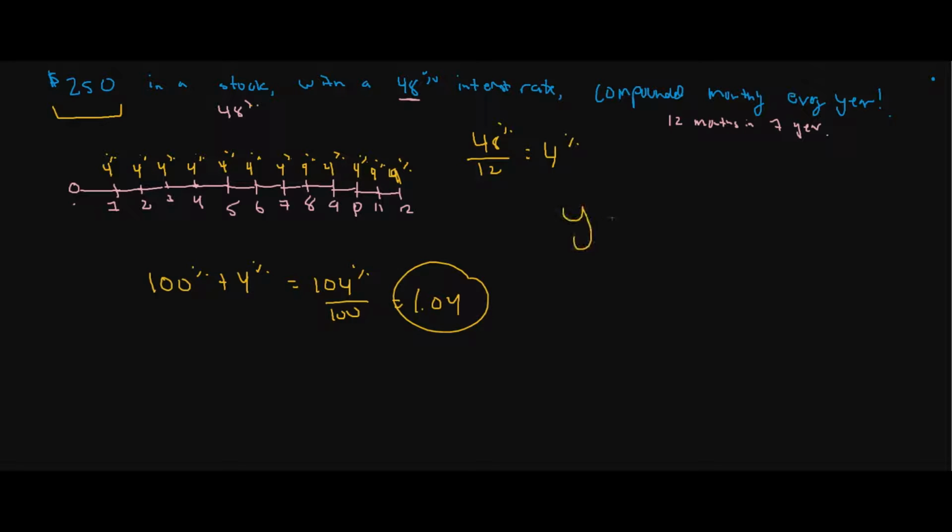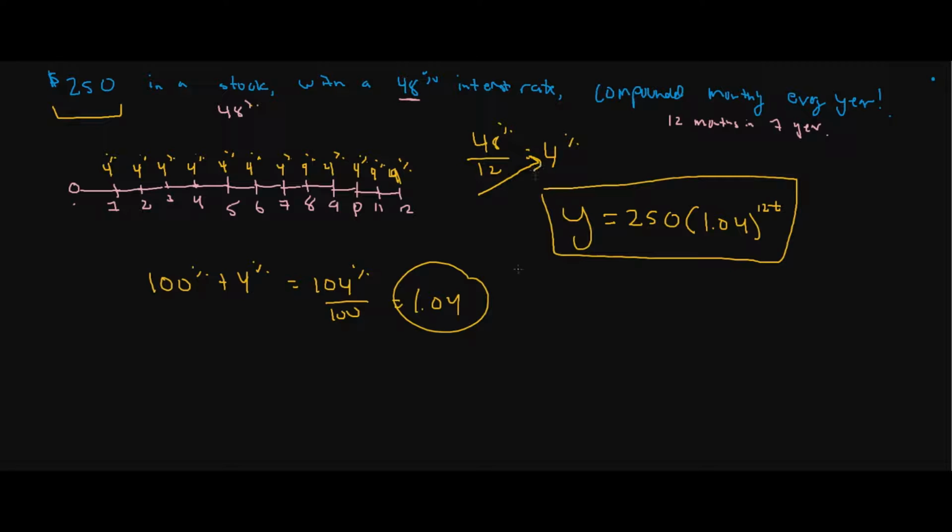So now I'm going to get y equals 250, that's my starting balance, times 1.04 raised to the, well, how many times is this 4% going to be applied every year? It's going to be hit on this compound 12 times. So we have to put the 12 and then t. And this would be my equation right here. And we are done. That's all we had to do. I think the hardest part is just getting our new percent multiplier.